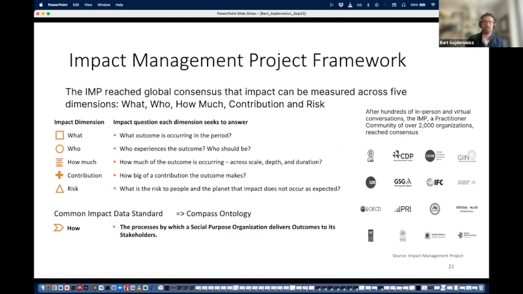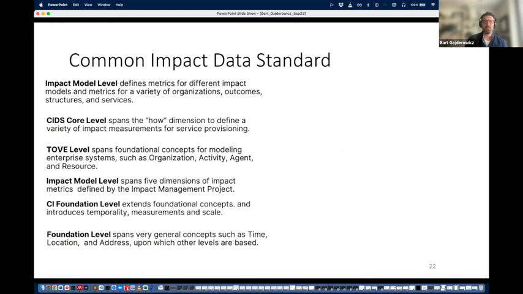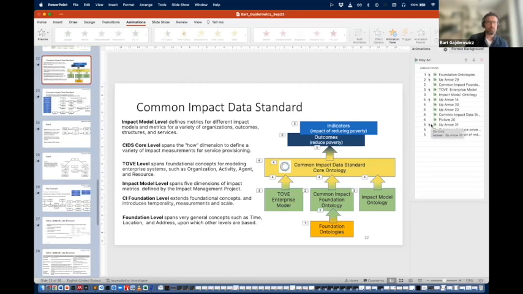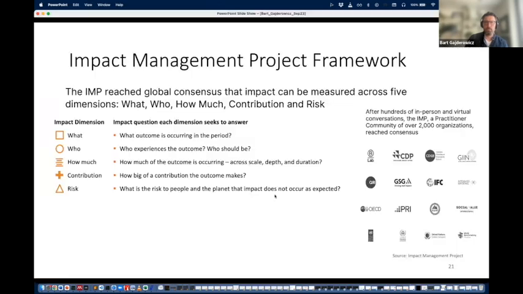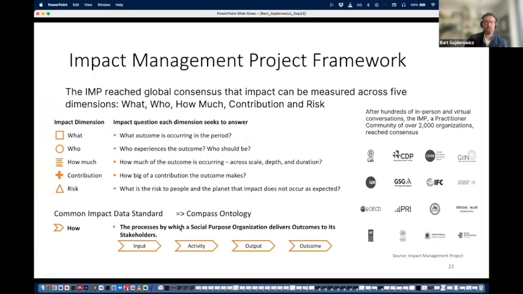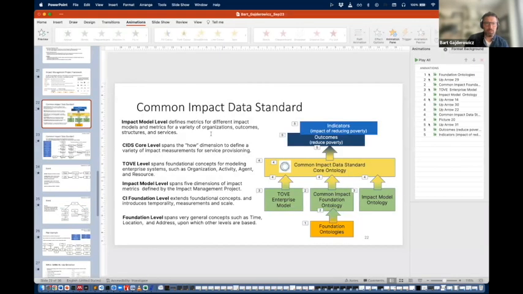So one thing that has been developed over time is the Common Impact Data Standard. Oops, sorry, I don't know why this is playing.